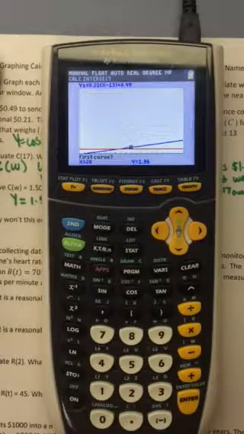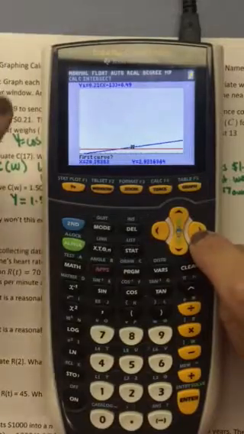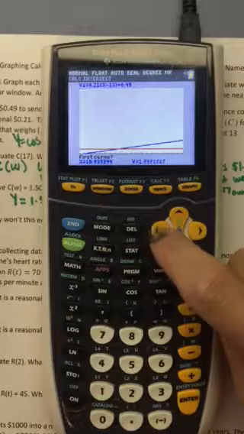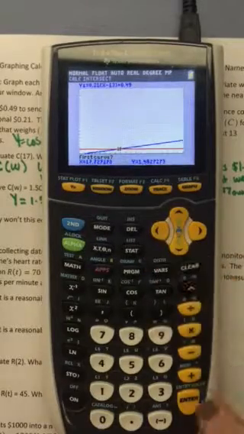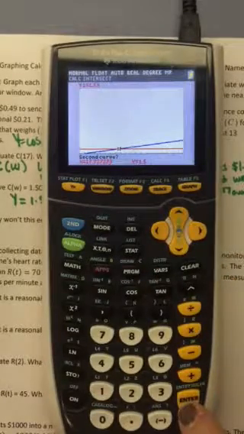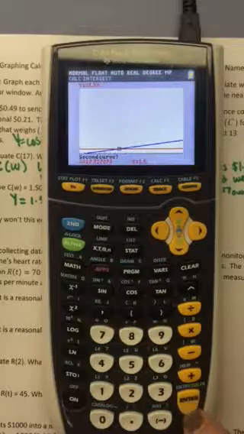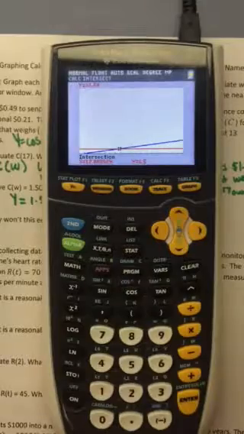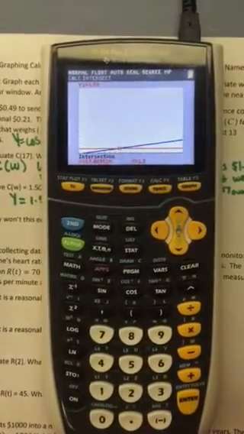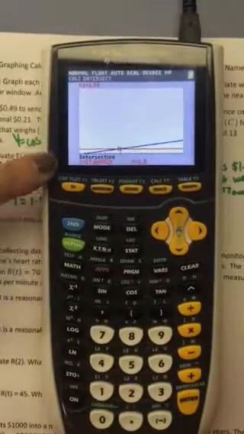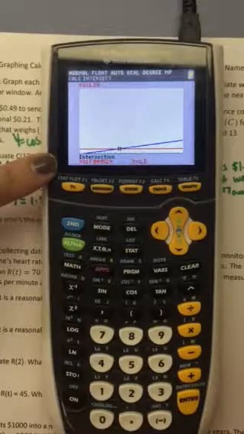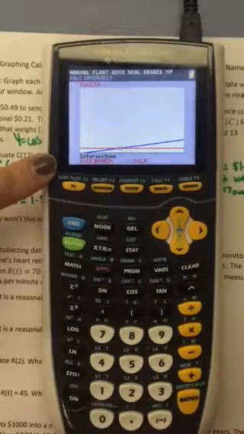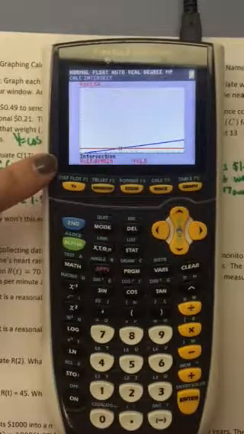Remember, it's going to ask me three questions. It says first curve, so I'm going to scroll over to where that intersection is. Second curve, my cursor's already there, so I just hit enter. Then guess, I just hit enter. And it gives us this answer: X equals 17.8095. If you remember in the directions, it told us to round to the third decimal place.